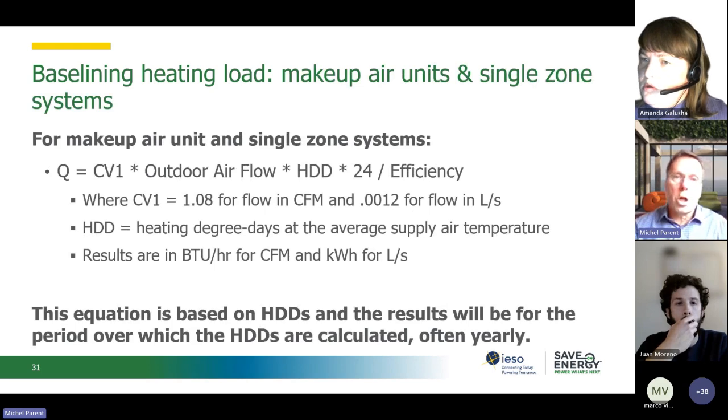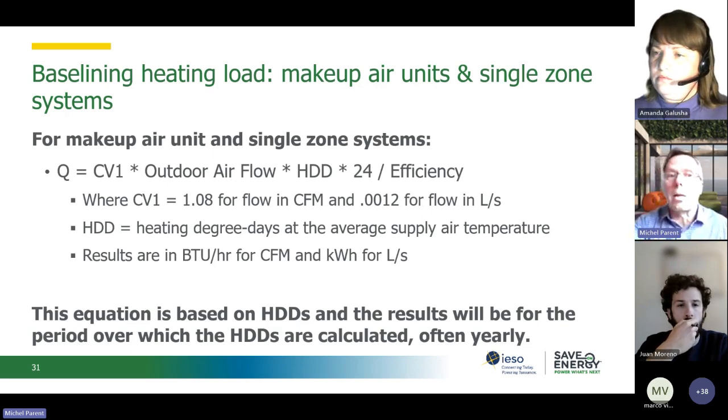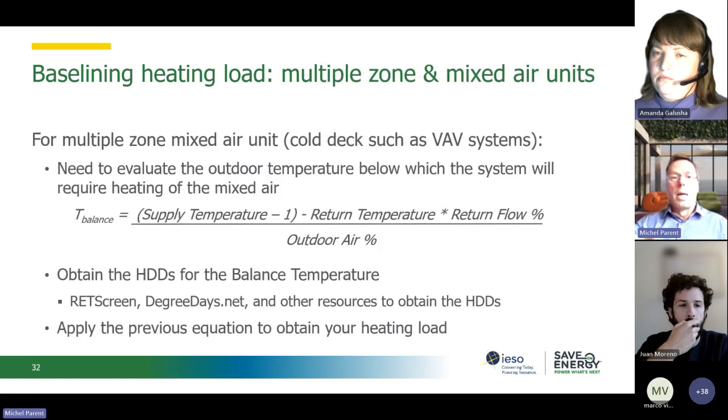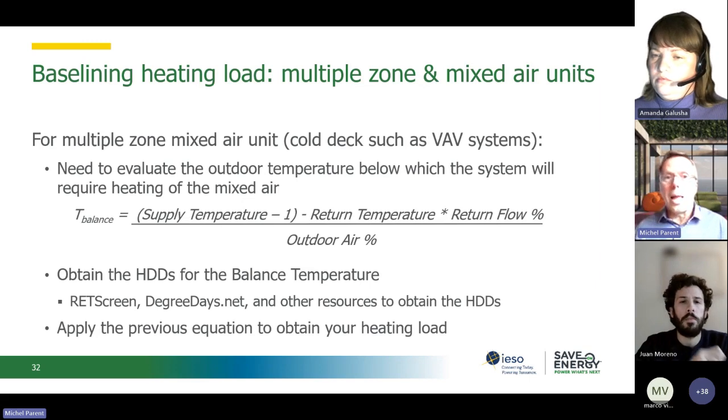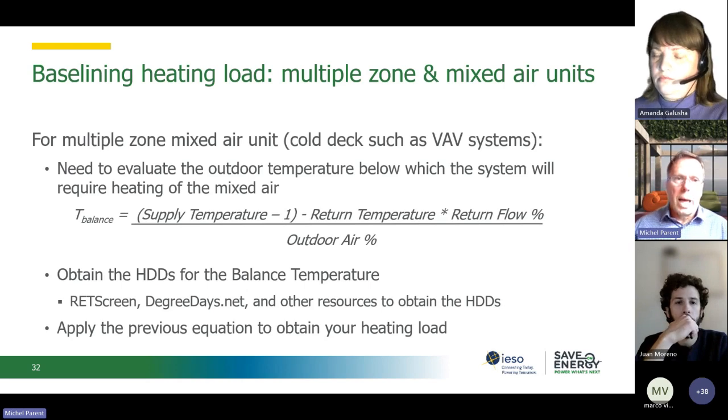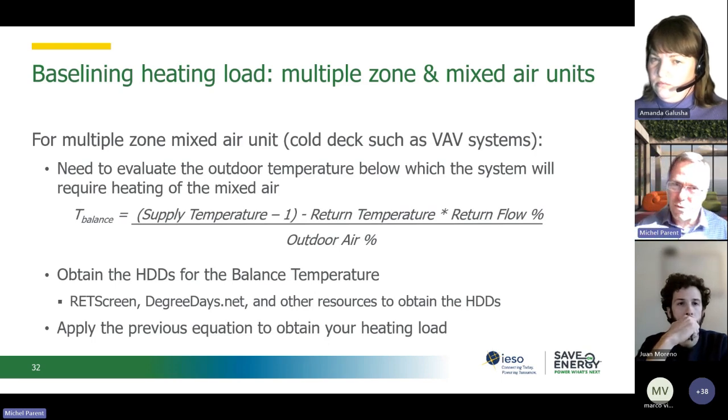And by the way, this equation also applies for single zone. The only difference is that the outdoor airflow is obviously your supply flow times the percentage of outside air that you would have for that system. So if you don't use this equation for a cold deck system, you will end up calculating a high heating load for that VAV system. And it will be completely wrong, and you will draw the wrong conclusion with regard to your efficiency measure. And when I say wrong, it's not just like 5% wrong. It's going to be like 95% wrong. It's going to be very bad. So make sure you use that.